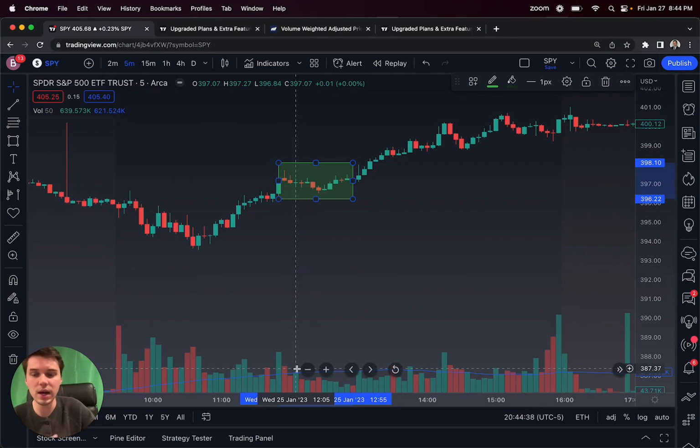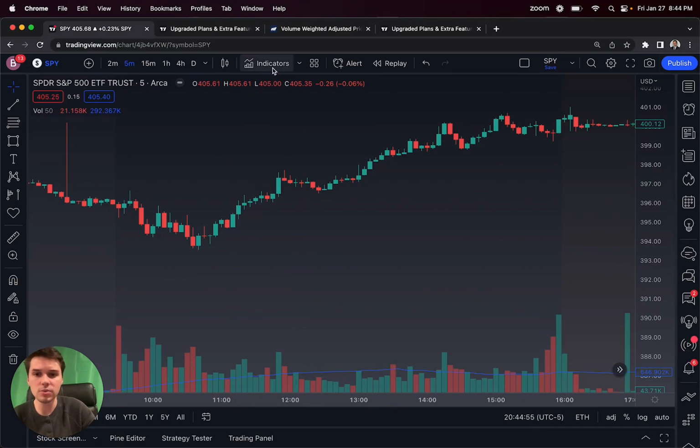I use it in the 2-minute, I use it in the 5-minute, primarily just to see how the volume is trading at that particular price point. That's key. That's the first indicator that I think everybody should have on their charts. Now, the second indicator I think we should look at is going to be the volume weighted average price.